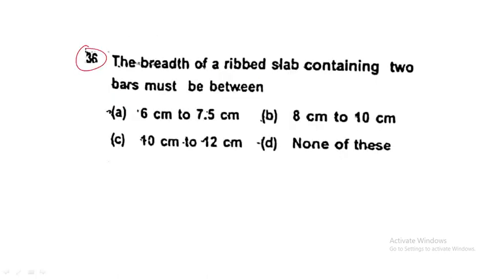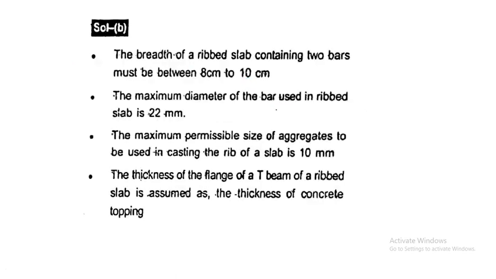Question number 36. Breadth of a ribbed slab containing 2 bars must be between how much? Always remember, the breadth of a ribbed slab containing 2 bars must be between 8 cm to 10 cm. Maximum diameter used for the ribbed slab is 22 mm. Maximum permissible size of aggregate for casting the ribbed slab is 10 mm.